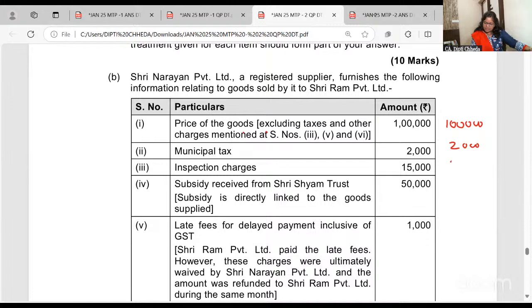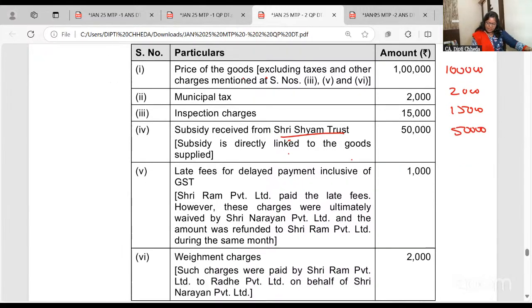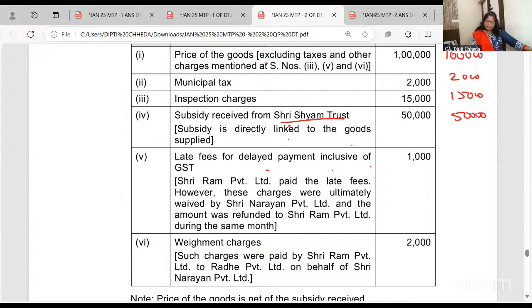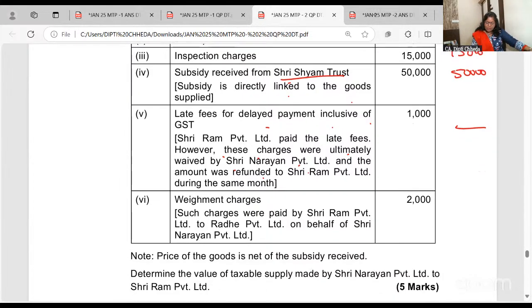Inspection charges you have to add. Subsidy received is directly linked, but it is a private one, not government, so add. Late fees for delayed payment you have to add, but however these charges were ultimately waived off. So if the late fees is waived off, don't include it. Wait charges were paid by Ram to Radhe Limited on behalf of Sri Narayan Private Limited. Okay, so we will take it.